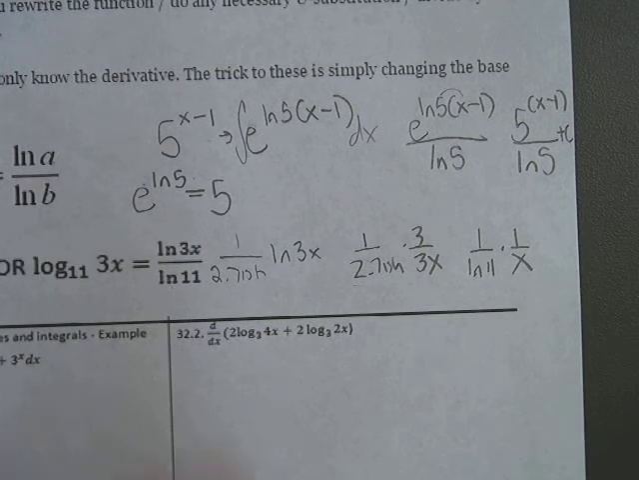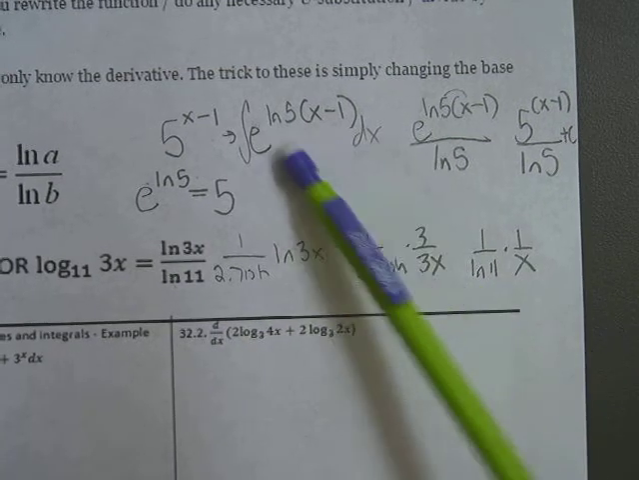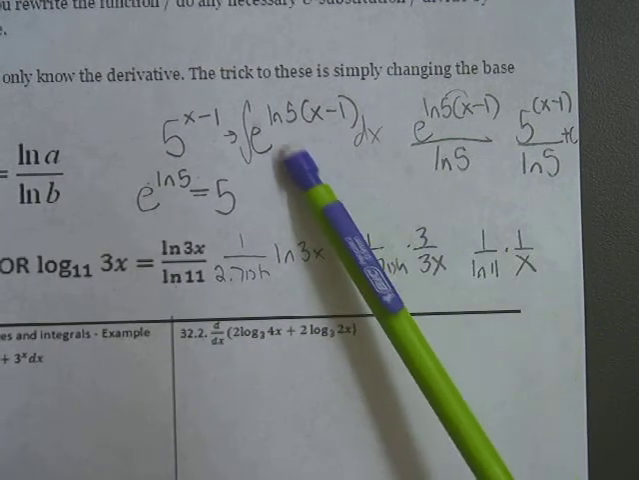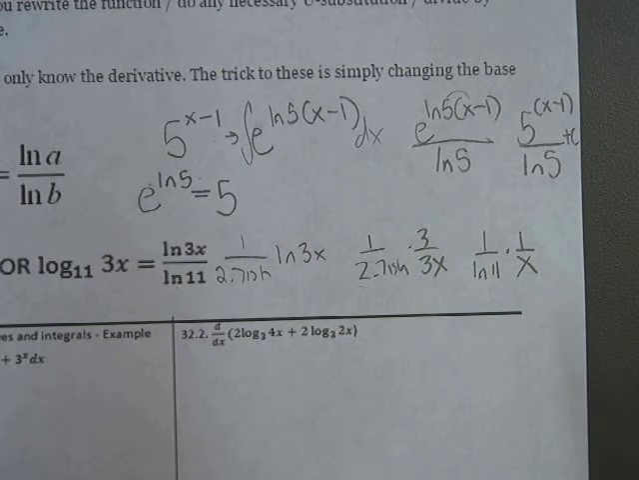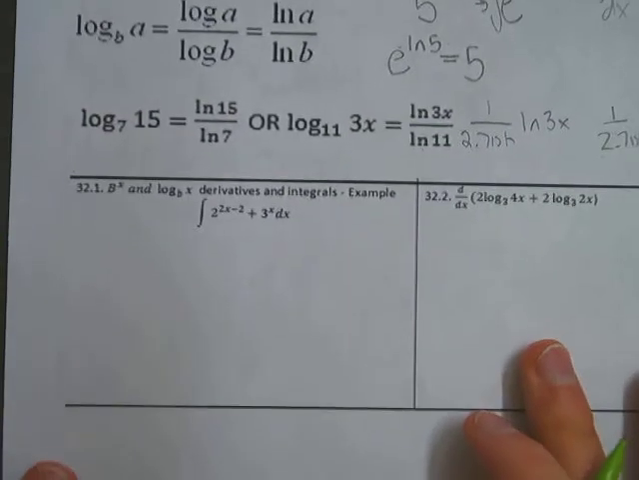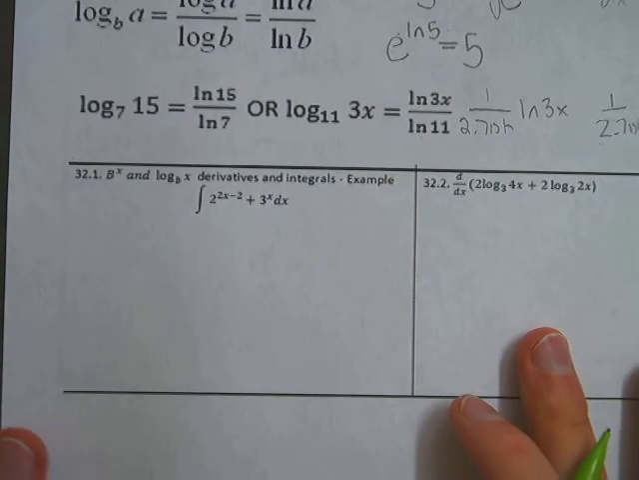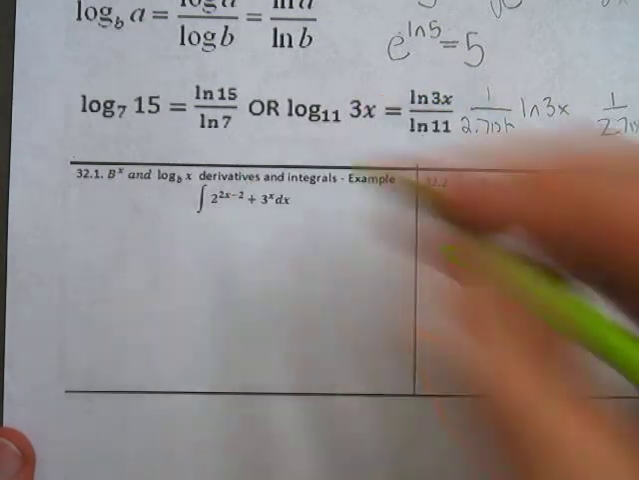We do the same thing for derivatives in either direction. If I took the derivative of this thing, it'd just be natural log of 5 times the exponential. So let's try a few more examples down below. I'm going to show the shortcut in this one.